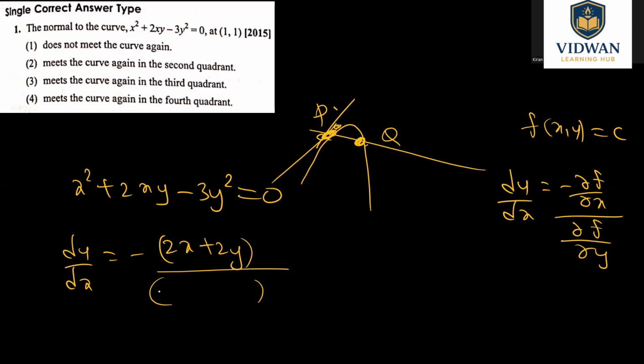You are differentiating with respect to y. So y is variable, x is constant. So 2x you write as it is, y derivative is 1. 3y square, it is 6y.